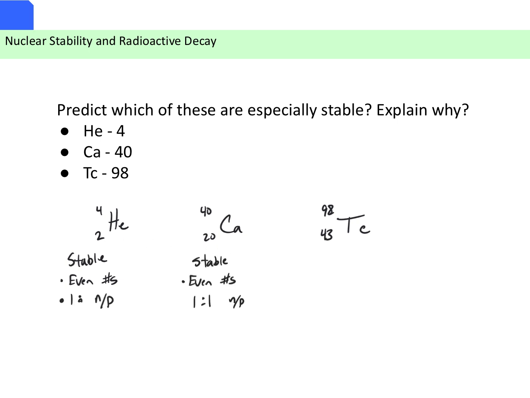Now technetium has 43 protons, which is an odd number. That's not good for technetium, because even numbers are preferred for stability over odd numbers. And if you take 98 minus 43, you get 55, which is another odd number. So we've got an odd number of protons, an odd number of neutrons, and none of these numbers are magic numbers. 98 is an even number, but it's not one of the magic numbers. Because it's got an odd number of protons, an odd number of neutrons, and non-magic numbers, this one is going to be unstable.